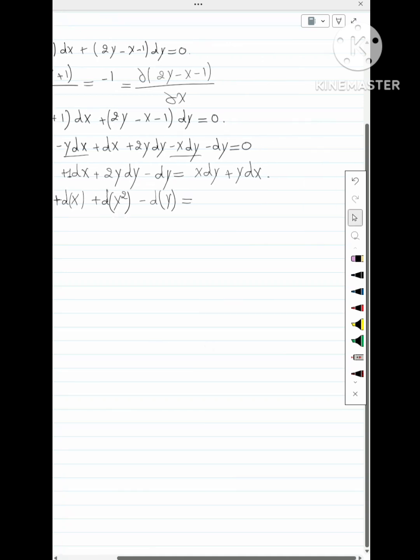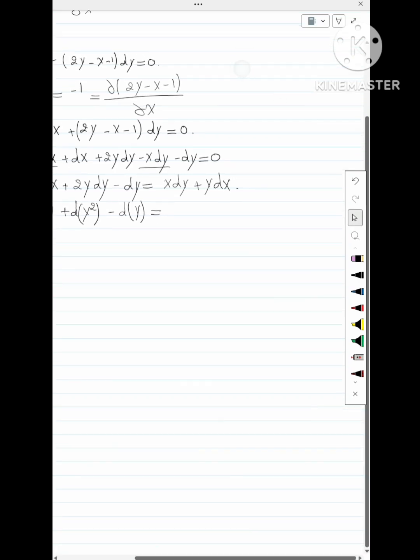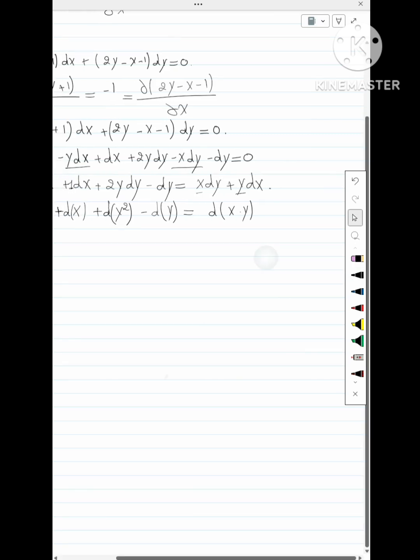As you can see here, it looks like x dy plus y dx is the same as the product of two functions. So let's try to figure out which function it is. It is simply x and y, the product of x and y, which is d of xy. So when we take the derivative of x times y, it's going to be x dy plus y dx, and this is all you need to know.